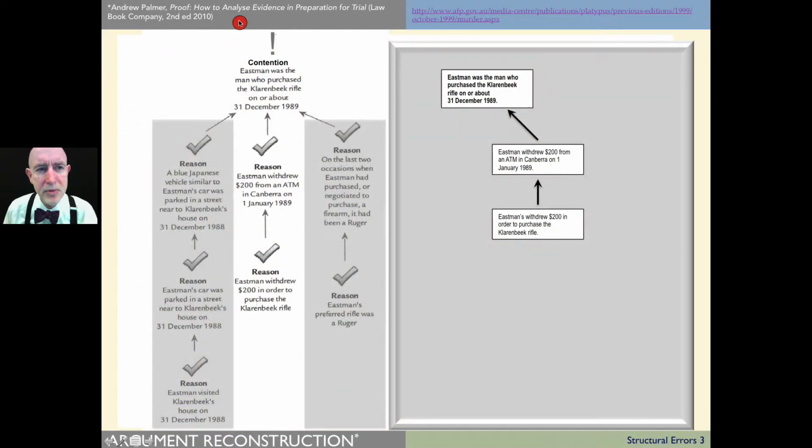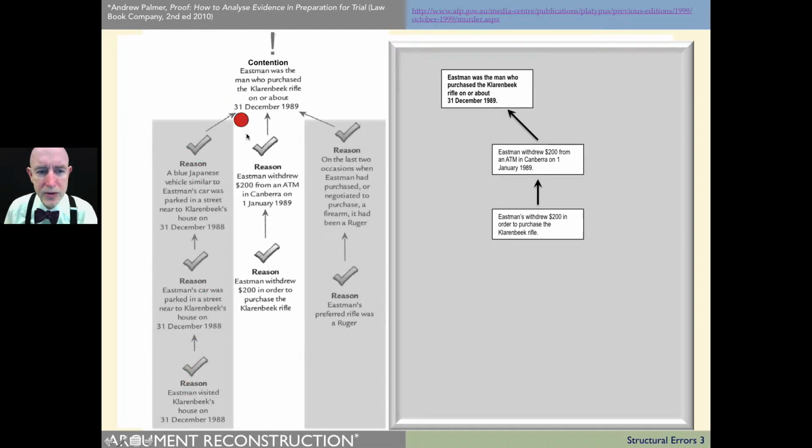And as I've said before, from Andrew Palmer's excellent book, Proof: How to Analyze Evidence in Preparation for Trial, we've pulled his depiction of the reasoning from that case. And here, Reconstruction 1 was this line of reasoning. Reconstruction 2 was this one.